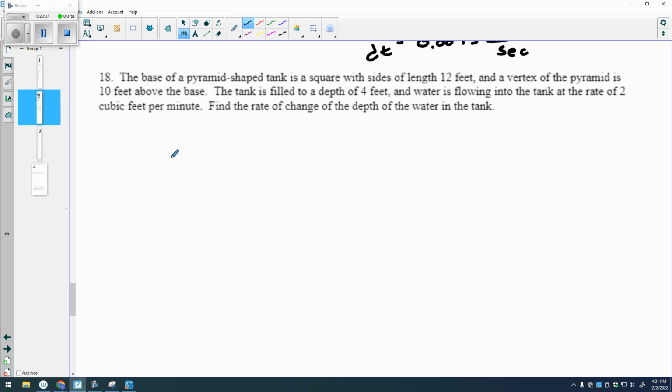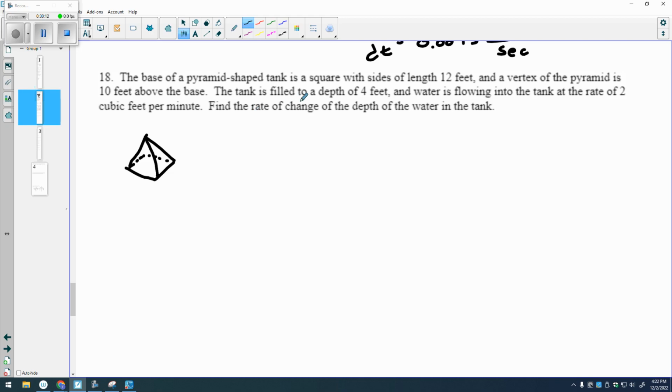A pyramid-shaped tank has a square base with sides of length 12, and the vertex of the pyramid is 10 feet above the base. You would picture this kind of being upside down, but it's not. My pyramid is right side up, and the vertex is 10 feet above. So let's just draw a little pyramid. This goes back. Square base, this is 10 feet. I'm not going to try to draw it because it'll make a mess.